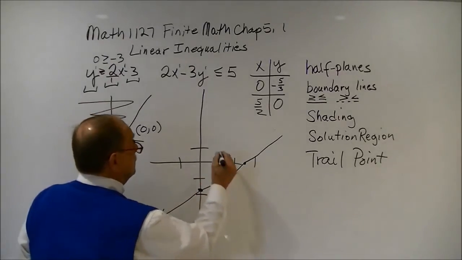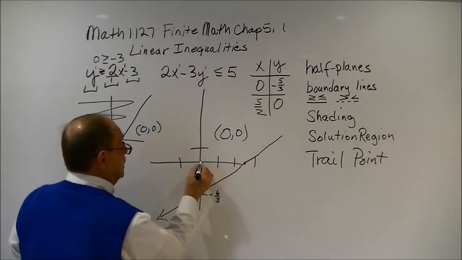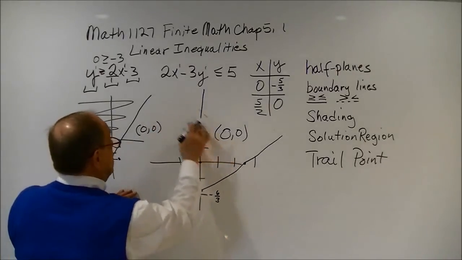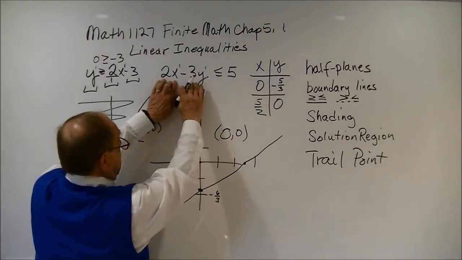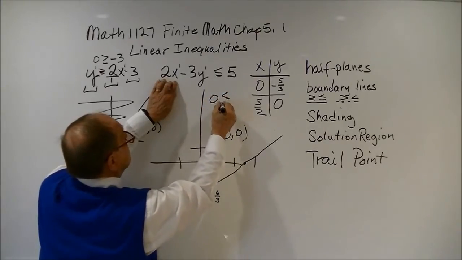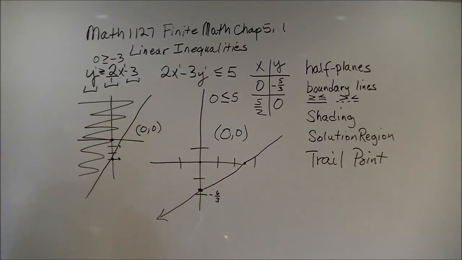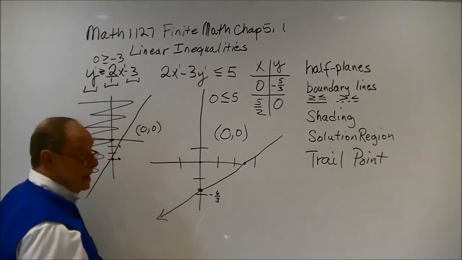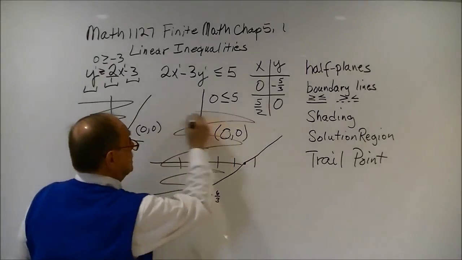And I like the idea of 0, 0, which is right there. And if we say that X is 0, so that becomes a 0. Y is a 0, that becomes a 0. We have 0 is less than or equal to 5. Is that a true statement? Is 0 less than or equal to 5? And the answer is yes. So your solution region then is above the line in this case.